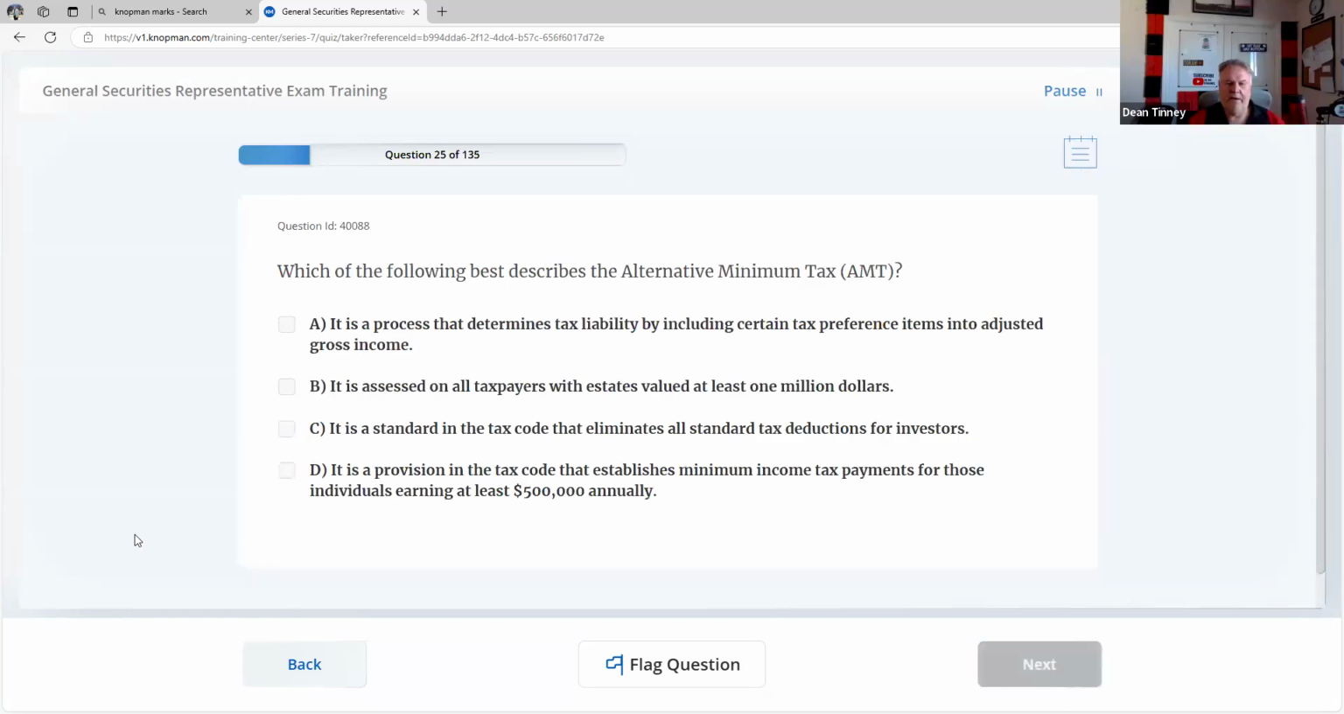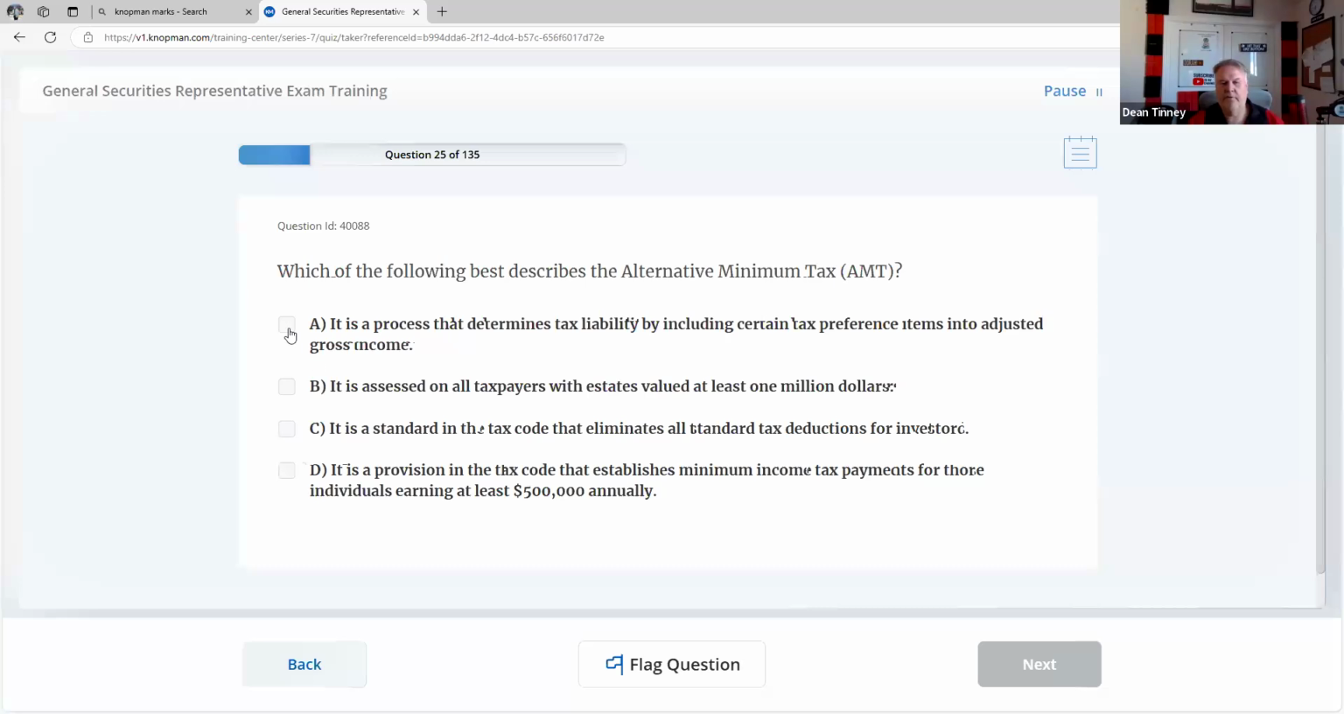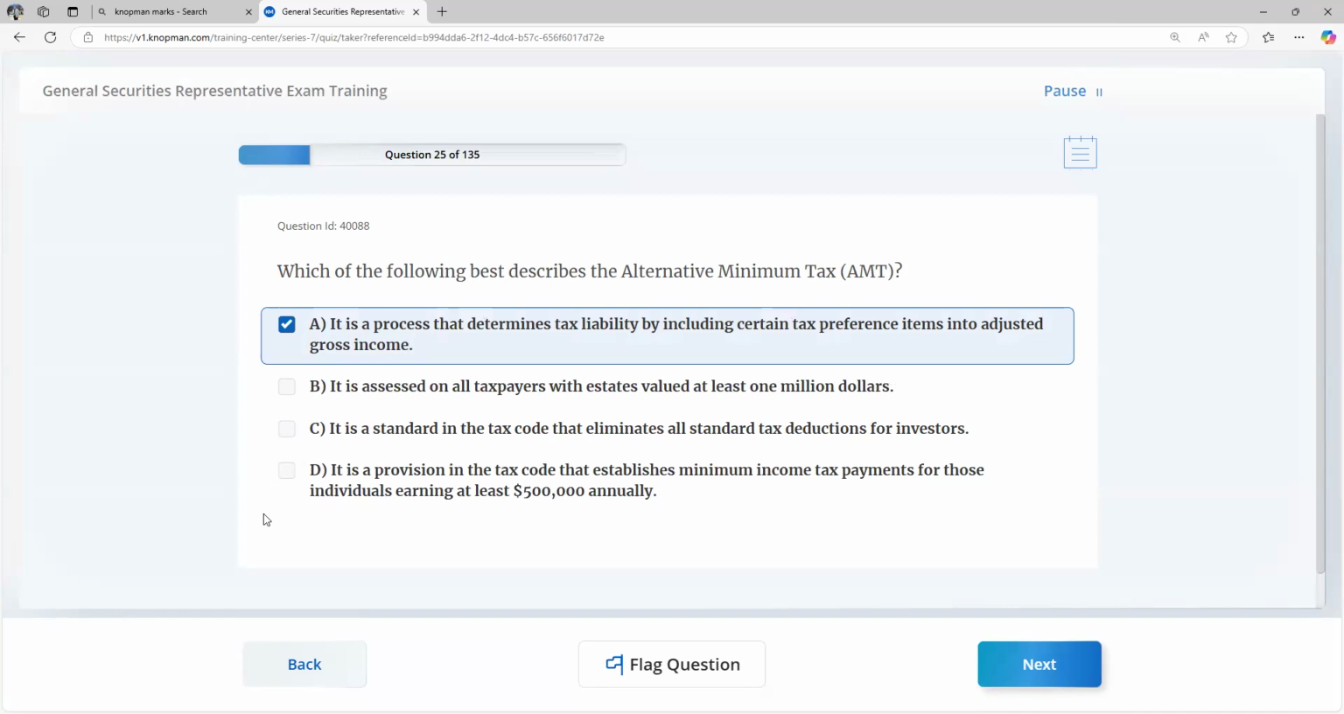Which of the following best describes the AMT? Okay, is assessed... No, it's not on all taxpayers. It is standard in the tax code that eliminates... It is a process for... I feel like it's A. You are correct. Thank you. And Julie, remember, the bonds that are preference items are the industrial development revenue bonds, known as private activity bonds. Yeah, that's a preference item, and public purpose non-essential.